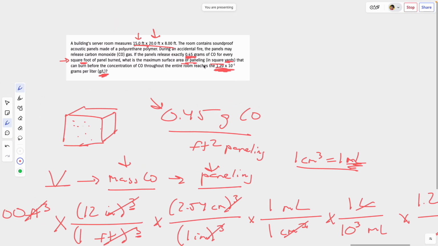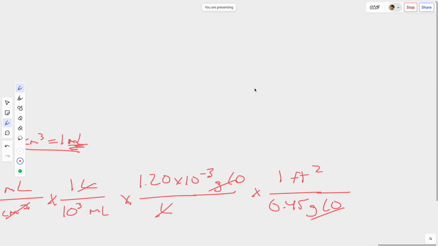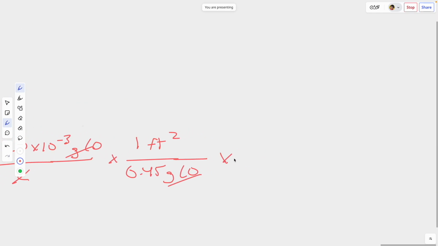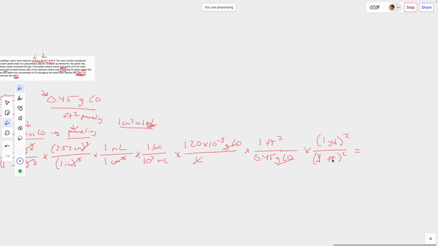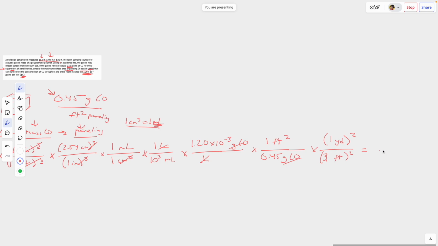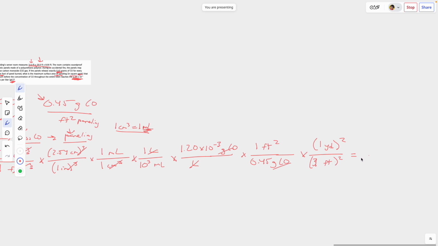But our question is asking us in square yards. So we just need to take one more step here, and then we'll get our answer. So 3 feet is equal to 1 yard. But now we have to square this because we're dealing with feet squared and yard squared. And so now if we were to stop here and do all this numerical calculation, we would get a final answer of 20.1 yards squared.